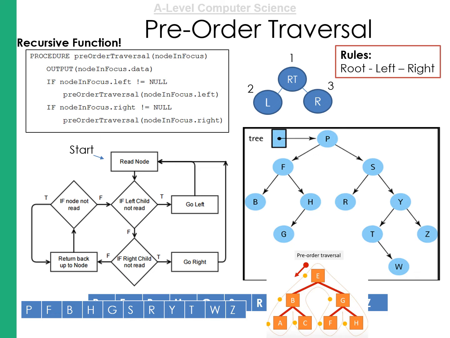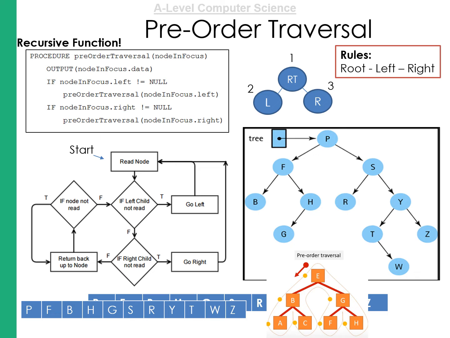So F becomes our next value. We can still move left, so we go to B and we write B. B doesn't have any children, so we trace the tree back to F and then go right. So we go to H next. H has a left, so we go to G. G doesn't have any children, so we travel back to H. H doesn't have any children, so we go back to F, back to P, and then we can start moving down the right hand side. So S, then R, Y, T, W, and Z.